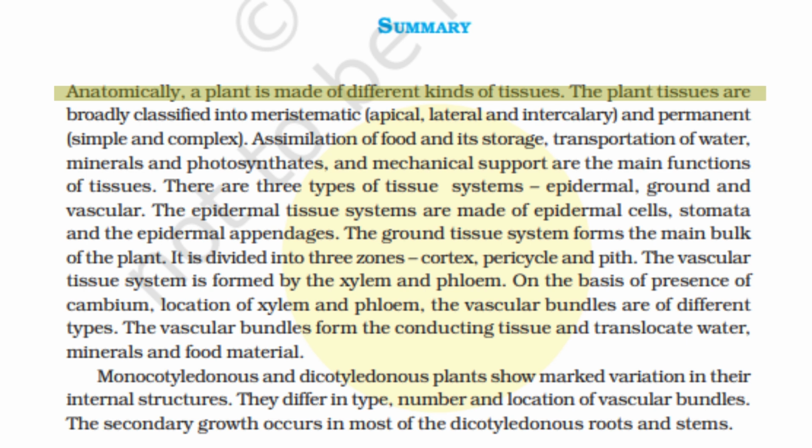Summary. Anatomically, a plant is made of different kinds of tissues. The plant tissues are broadly classified into meristematic, apical, lateral, and intercalary, and permanent, simple, and complex. Assimilation of food and its storage, transportation of water, minerals, and photosynthate, and mechanical support are the main functions of tissues. There are three types of tissue systems: epidermal, ground, and vascular.